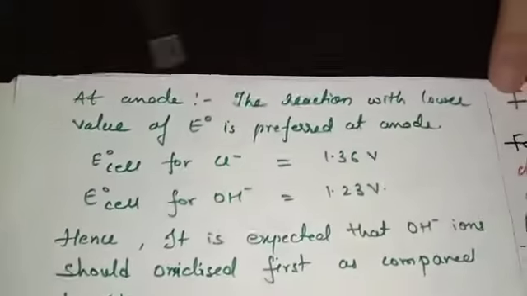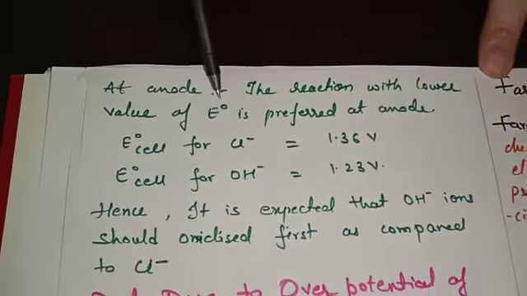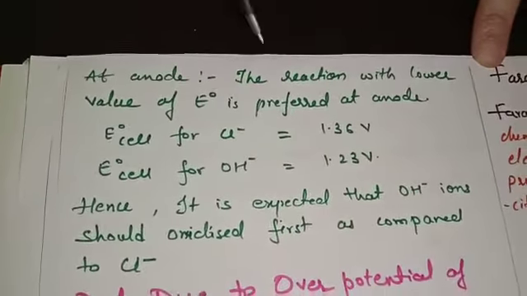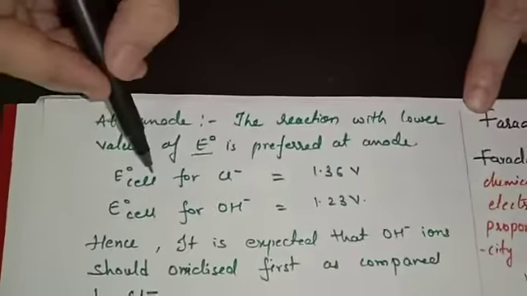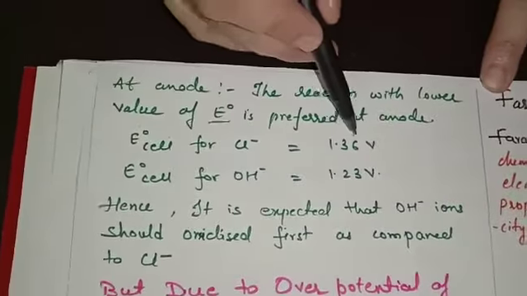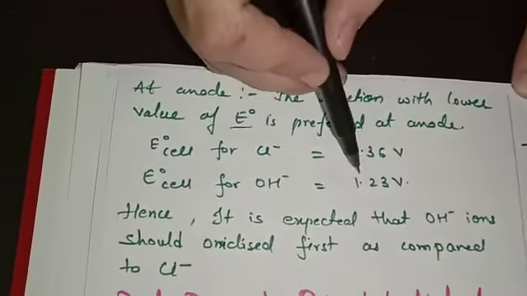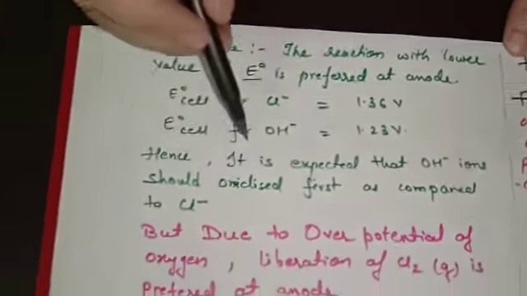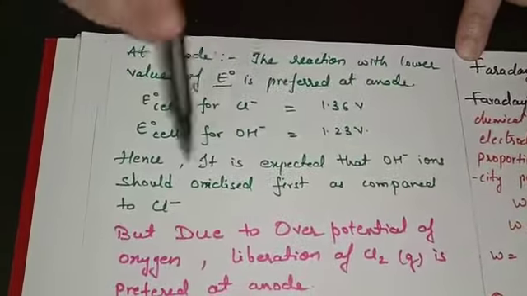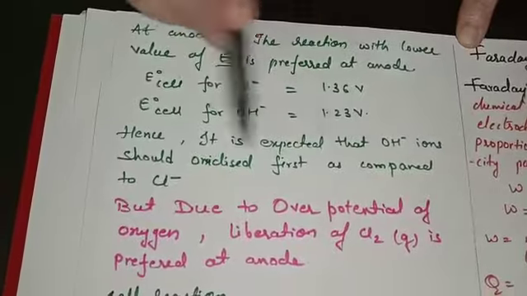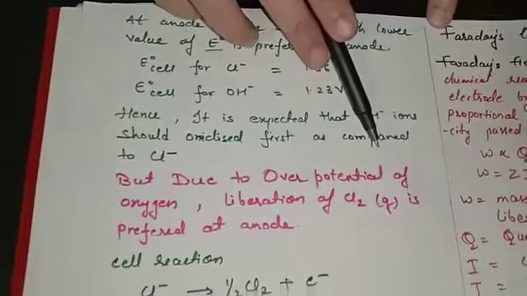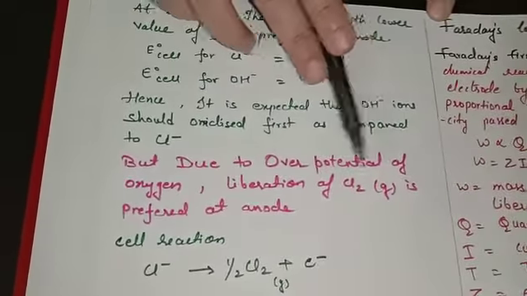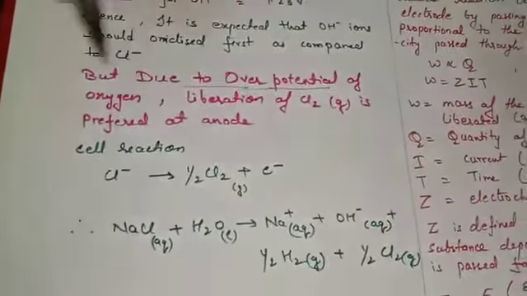Now, at the anode, the reaction with the lower value of E naught is preferred. The reaction with the lower E naught value. So, the E naught value for the chloride ion comes to be 1.36, whereas for the hydroxyl ion it comes to be 1.23 volt. Hence, it is expected that the hydroxyl ion should oxidize first as compared to the chloride ion. But actually it is not. Due to the overpotential of oxygen, liberation of chlorine gas is preferred at the anode.